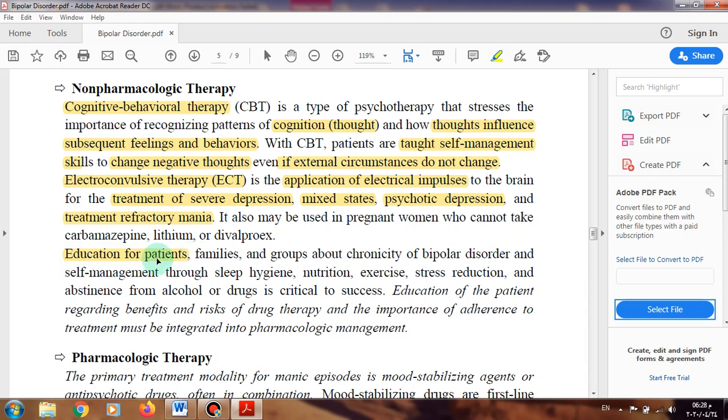Also, education for the patient, families, and the group about the chronicity of bipolar disorder. The chronic condition requires lifelong therapy. It's an important point. They also educate the patient about self-management through sleep hygiene, nutrition, exercise, stress reduction, and abstinence from alcohol or drugs, which is critical to success. Also, education of the patient regarding the benefit and risk of drug therapy and the importance of adherence. We focus on this: the patient should adequately adhere to therapy to get adequate improvement in his condition. The importance of adherence to treatment must be integrated into the pharmacological management.